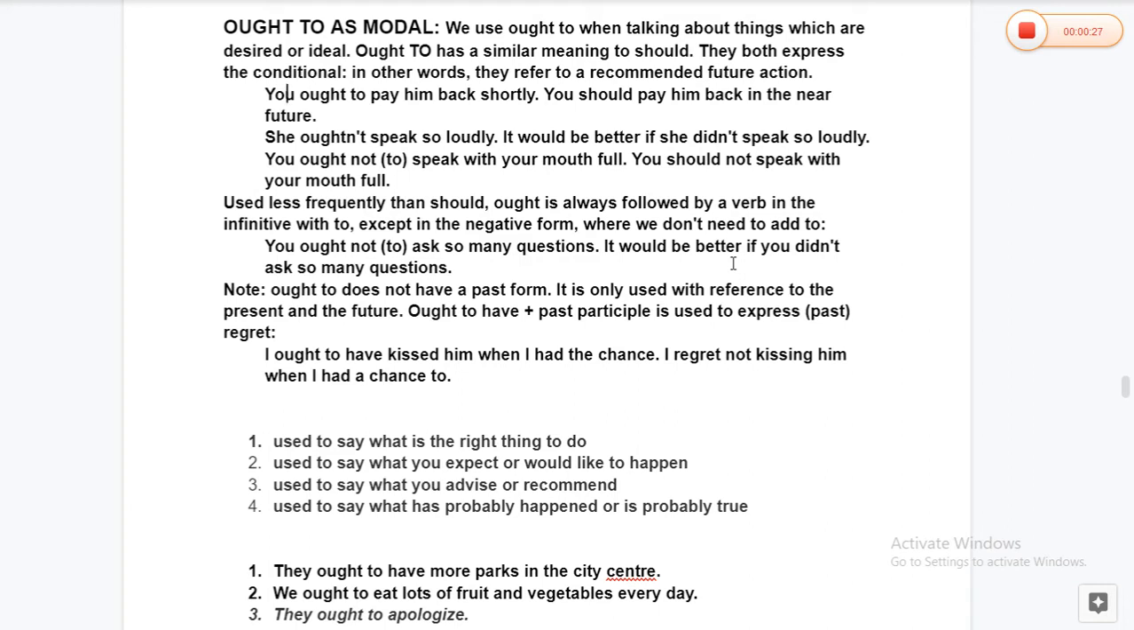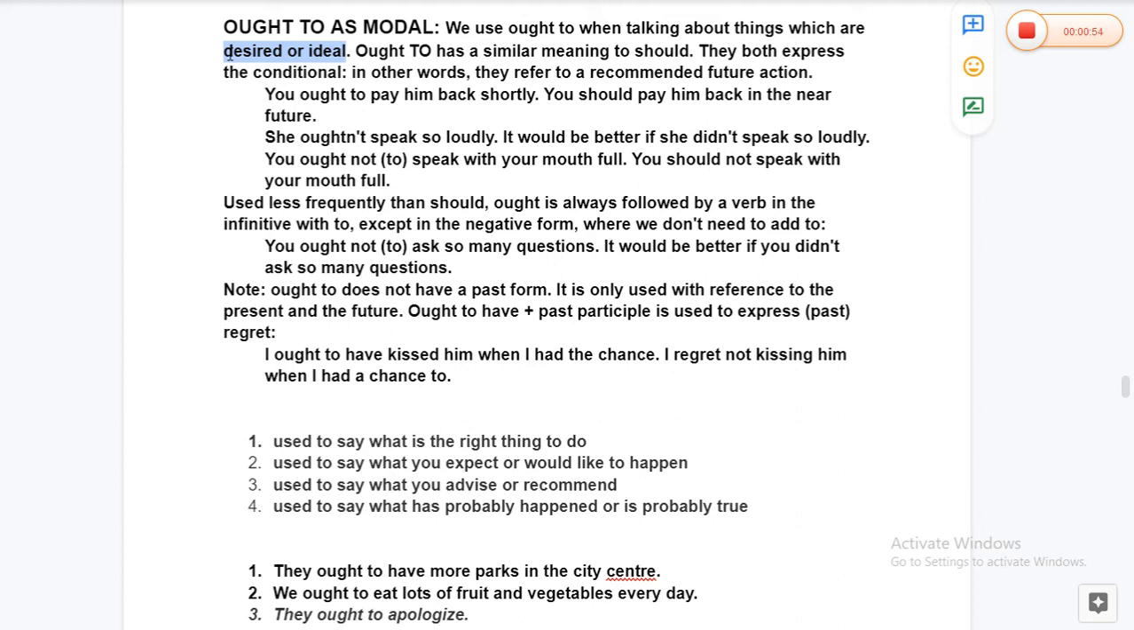What is the best thing for you to do. But ought to is more formal than should. That's why we use should more than ought to. Okay, and should is easily pronounceable while ought to is not so easily pronounceable. So we use ought to when talking about things which are desired or ideal, meaning something that is highly recommended for you to do.